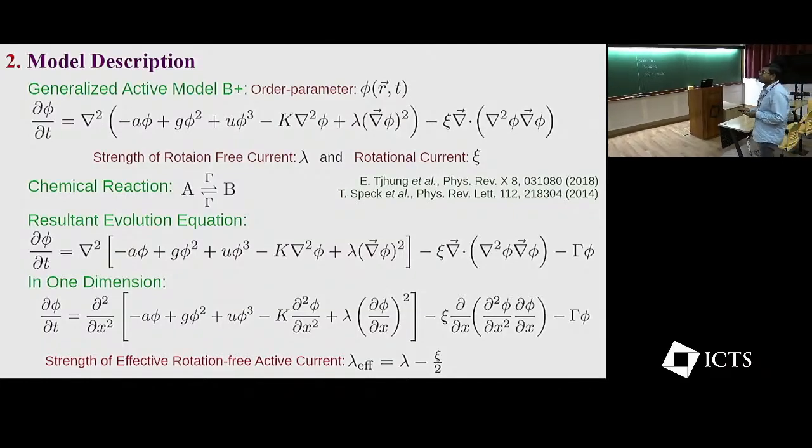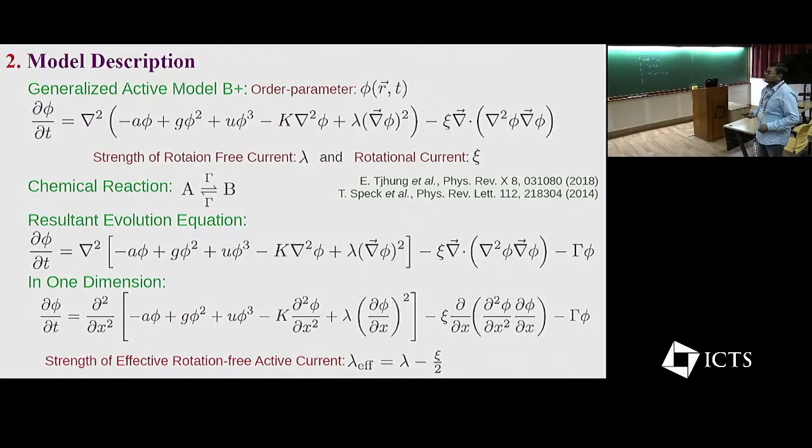Normally this equation shows phase separation. To induce pattern formation in this equation, what we have done is we have added a reversible chemical reaction of rate gamma. So in presence of this reaction, this is now our evolution equation. We are interested in roll patterns, so we consider one dimension, and this is the evolution equation in one dimension. In one dimension we do not have rotational current. However, the strength of the rotation-free current reduces to lambda effective equal to lambda minus xi by 2.